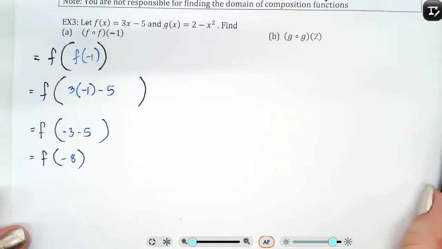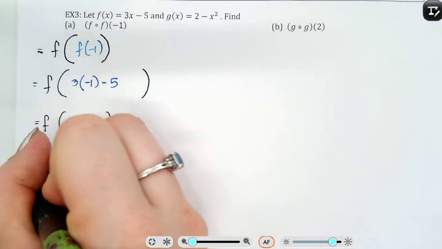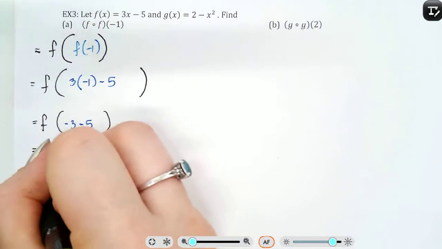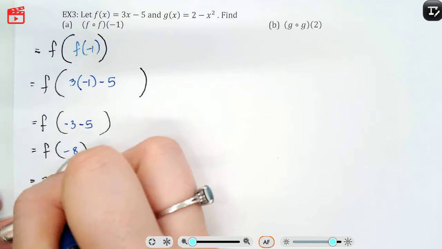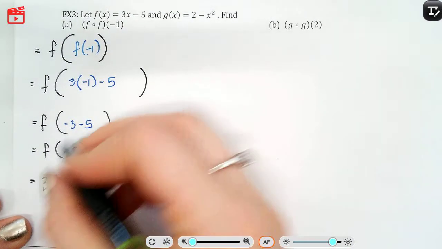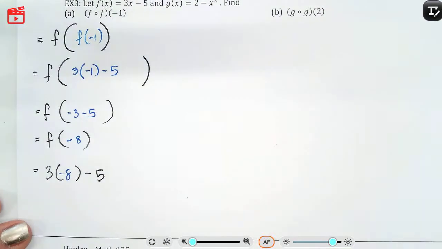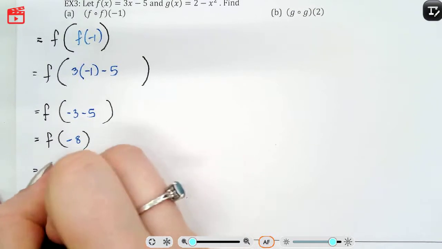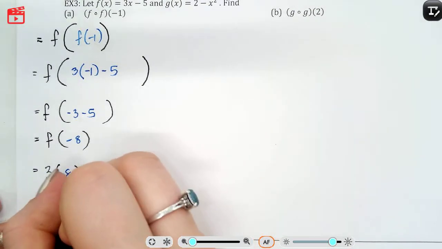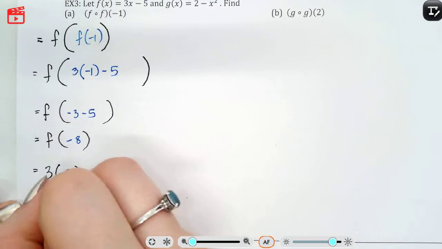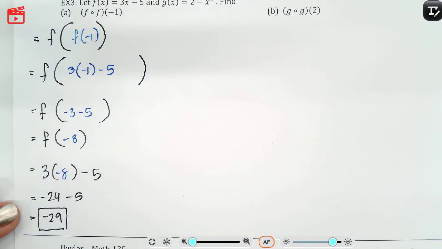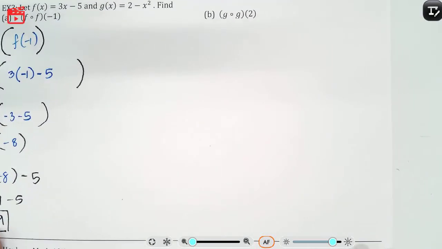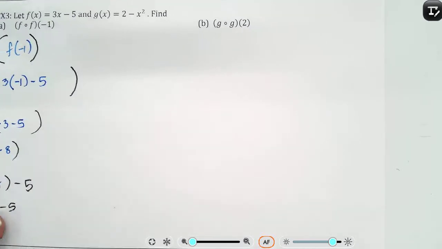And then I need to find what f of -8 is. So that's going to equal 3 times -8 minus 5. Okay, so I'm inputting my new value of -8. That's going to be -24 minus 5, which is -29. Et voila. Okay, all right, so a wee bit different than the ones we've been doing before. You're inputting one function into another. So go ahead and give g of g of 2 a try.